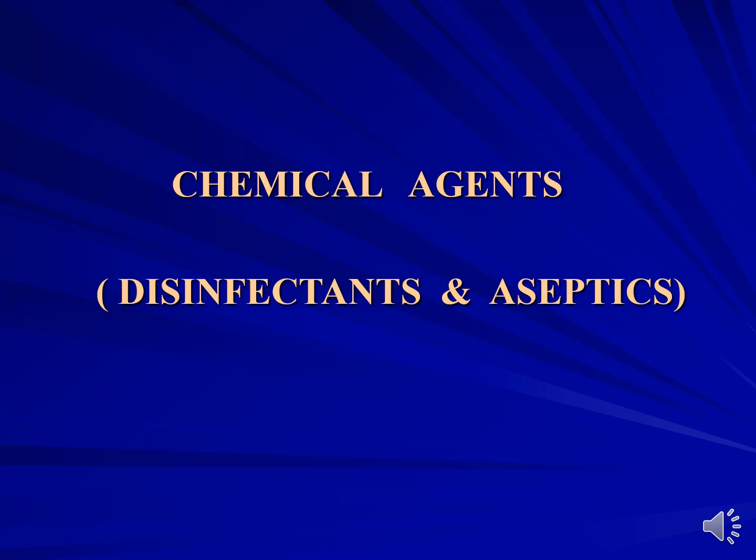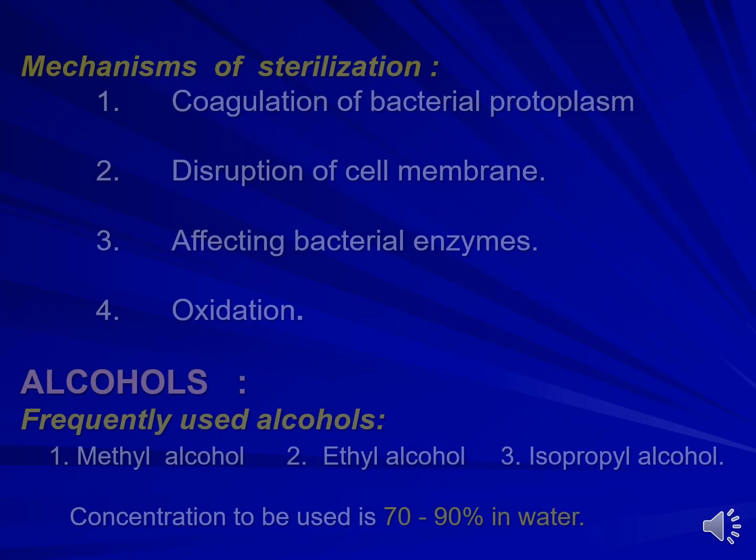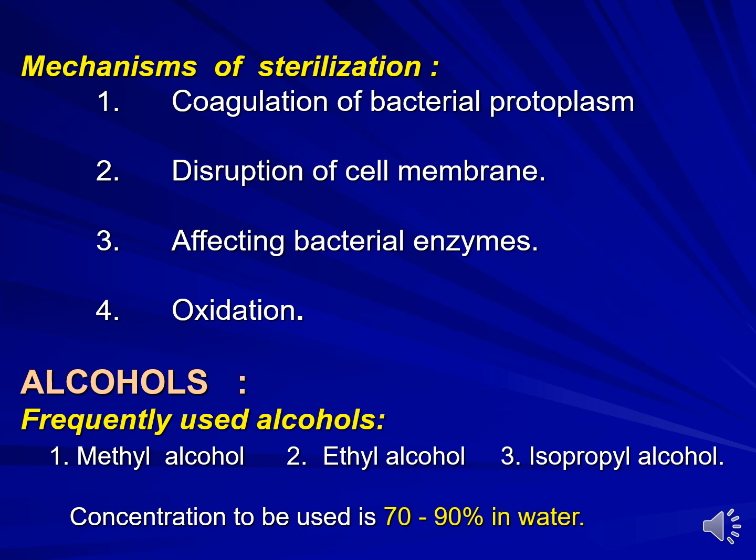Good morning to all. Today our topic is chemical agents or disinfectants. So, what is the mechanism of sterilization? This disinfection means there are four types. One is mainly coagulation of bacterial protoplasm. These disinfectants will cause coagulation of bacterial protoplasm as well as disruption of the cell membrane of bacteria, and these disinfectants will affect the bacterial enzymes and also will cause oxidation. So this is the mechanism of disinfectants.